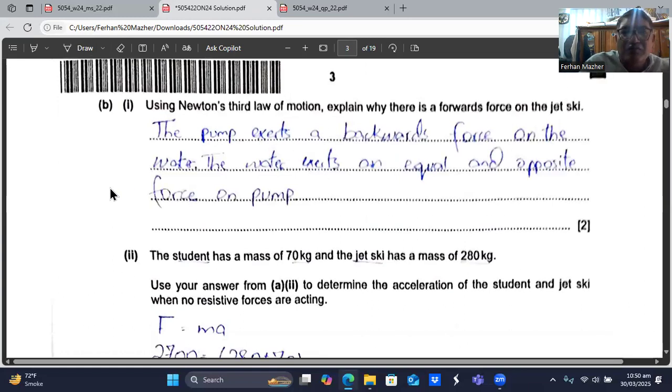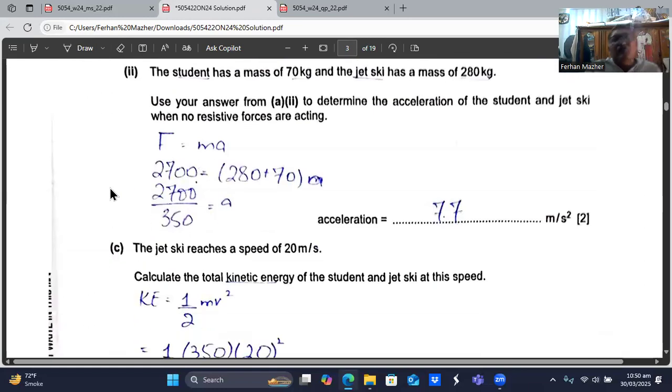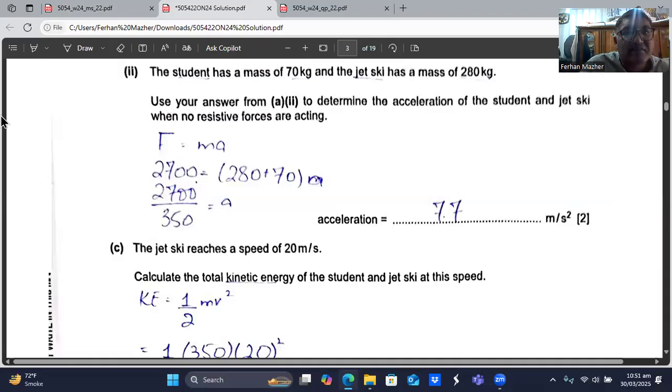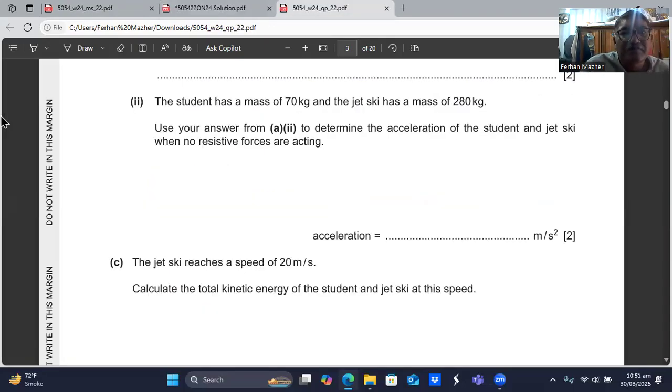And here we go. F equals ma, so 2700 N, that is the resultant force, equals the mass, 280 plus 70, times the acceleration, which is the question. So 2700 divided by 350, and that will be 7.7 meters per second squared. 7.7 meters per second squared is the right answer. So this is the solution.